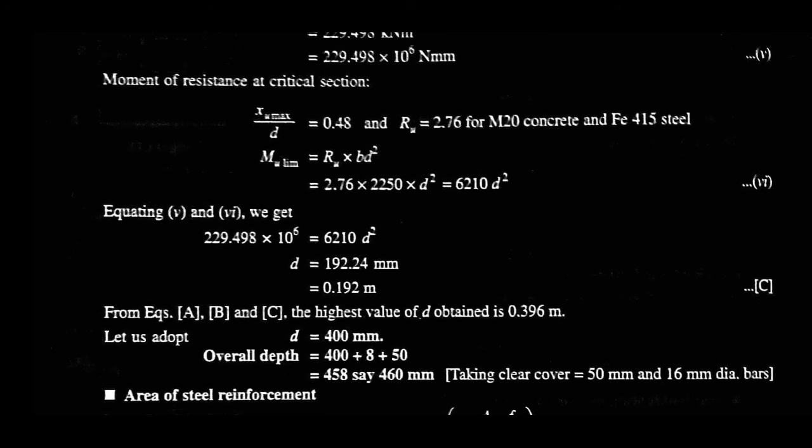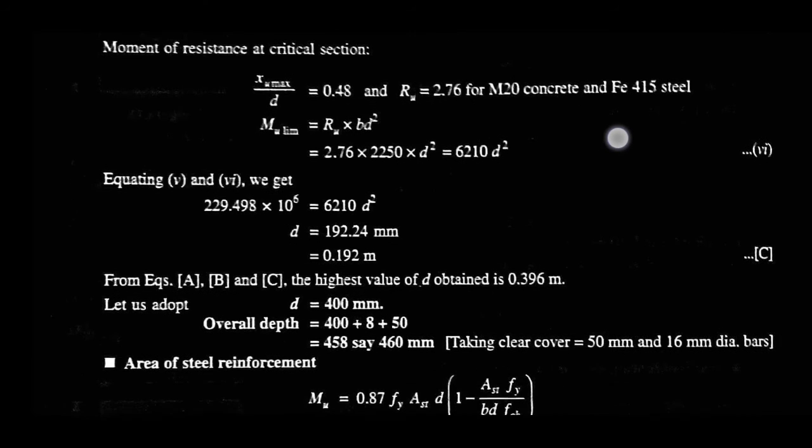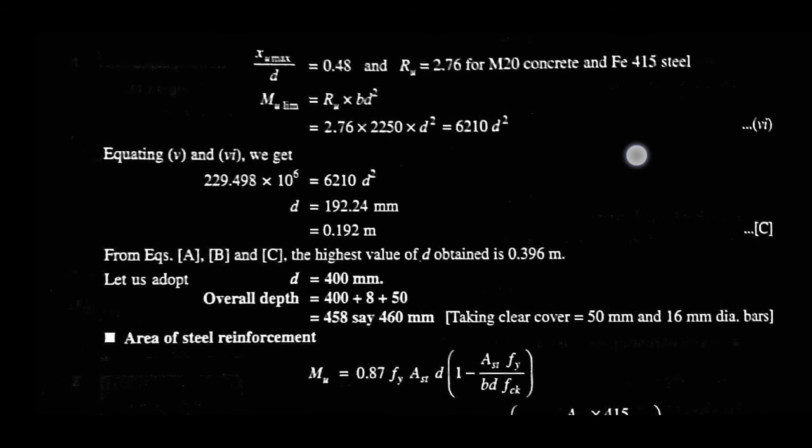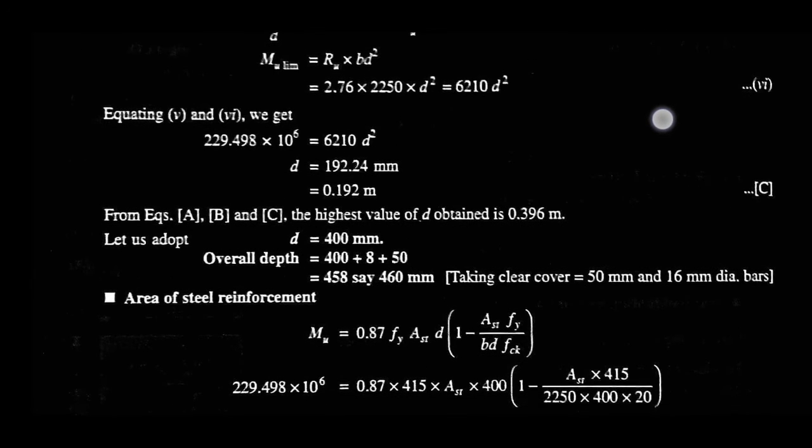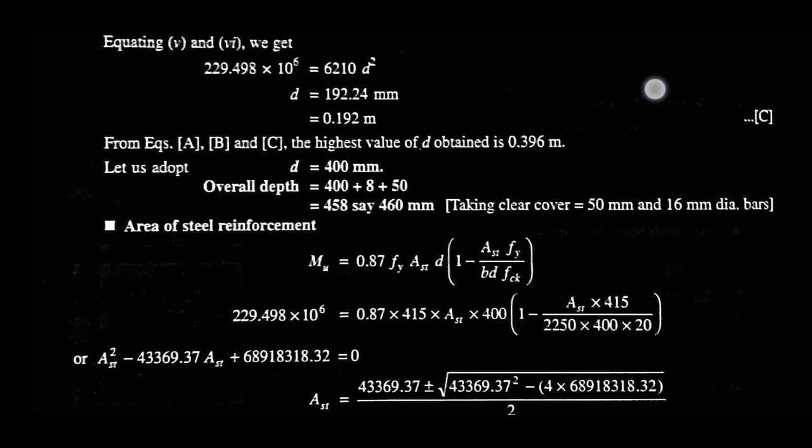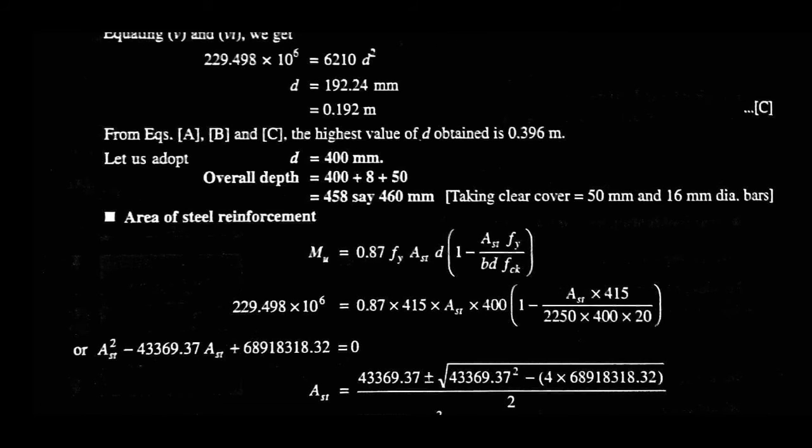So overall depth will be 400 plus 8, as we take 16 mm diameter bar, and plus 50, where 50 is taken as clear cover. For footing we have to take a minimum clear cover of 50 mm. So overall depth is 458 mm, let's say 460 mm. Now we have to calculate the area of steel reinforcement. So this equation is from Annex G of IS 456-2000.